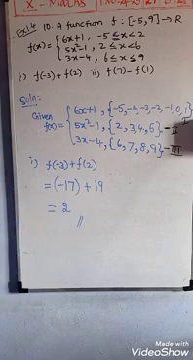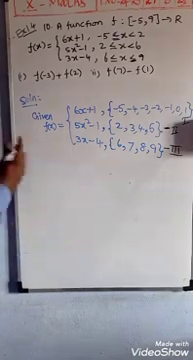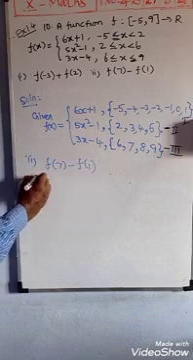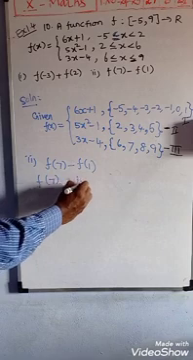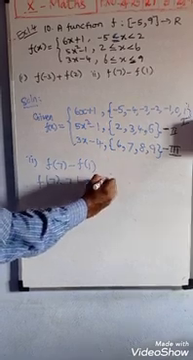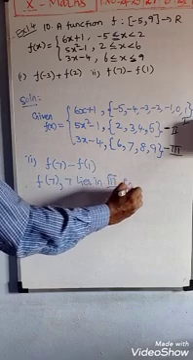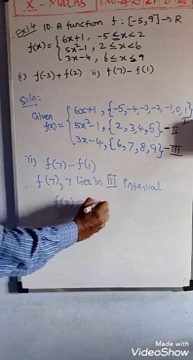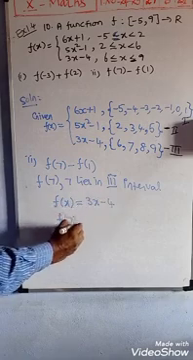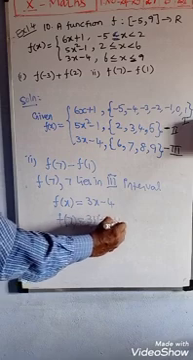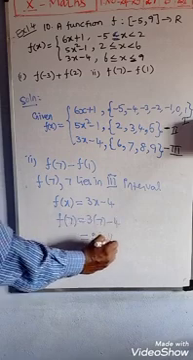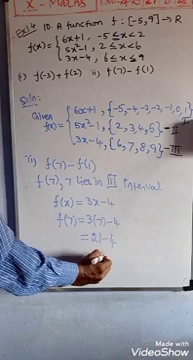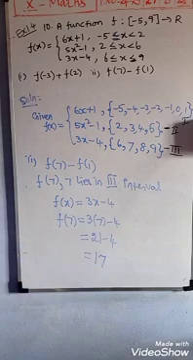Okay, next step, the second point: f of 7 minus f of 1. First, f of 7: which interval does 7 lie in? The third interval. So for f of x we choose 3x minus 4. Instead of x put 7: 3 times 7 minus 4. 3 sevens are 21, 21 minus 4, we get 17. So this value is 17. Now next, f of 1 we want to find.